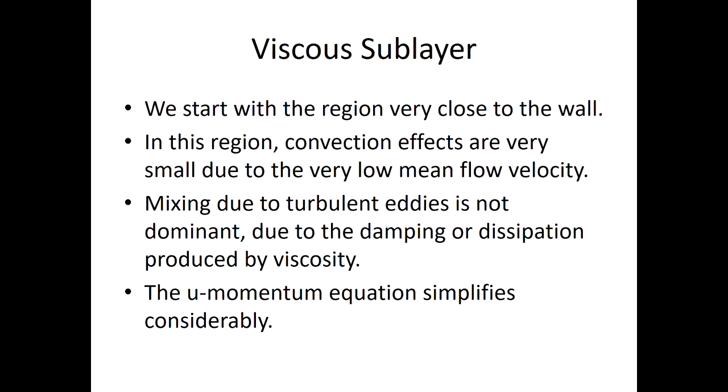So let's talk about the viscous sublayer, which is the lowest layer close to the wall. In this region, we only have molecular viscosity. Turbulent eddies do not exist because of the viscous friction at the wall. They get slowed down, damped out, and turn into heat. So turbulent fluctuations get converted into heat and disappear. So you only have molecular diffusion that survives. So in this region, the U momentum equation greatly simplifies, as shown in the next slide.